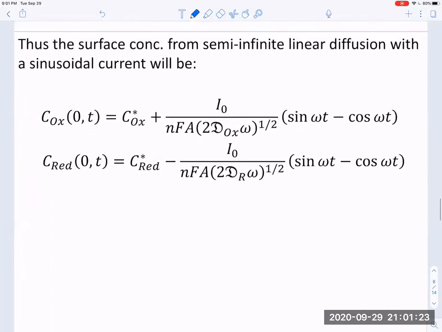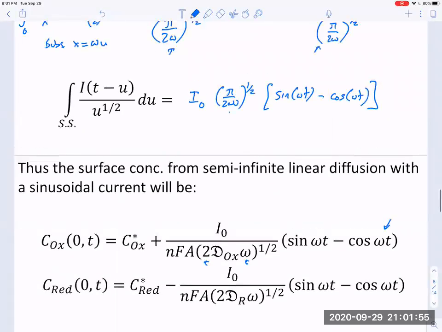Okay, so going back and plugging everything in, the surface concentration, when we have semi-infinite linear diffusion, that was giving our linear diffusion equations, we have a sinusoidal current with no net electrolysis. So the concentration at the electrode surface is going to be the bulk concentration plus this term related to a sinusoid, where we have this omega and this 2 term, basically coming from here.